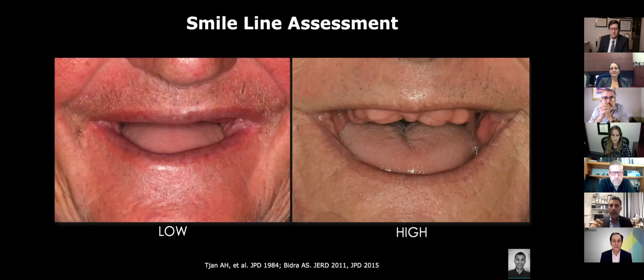Now, another important variable that we assess is the smile line. It can be either low, when the patient is smiling without the prosthesis and showing no gingiva, or it can be high, when the patient shows gingiva. And that is the tricky situation when we treat implanted dentulous patients because of the transition line. And what is the transition line? And how does the transition line relate to the smile line? These two are very closely interrelated.